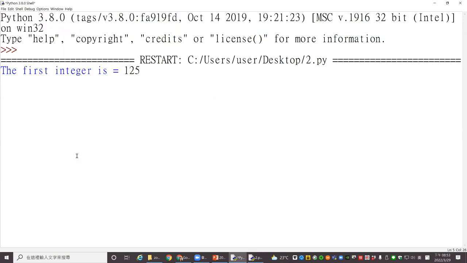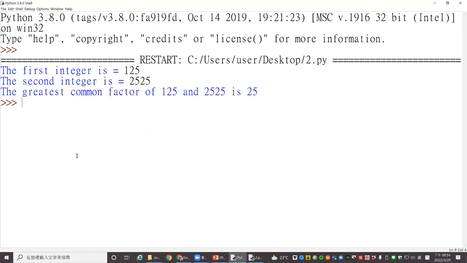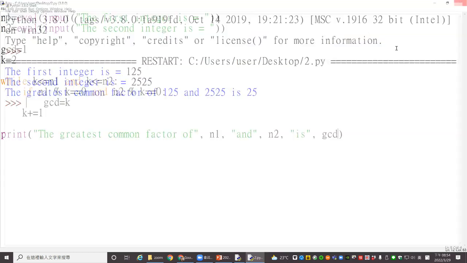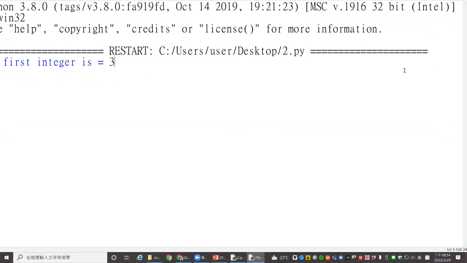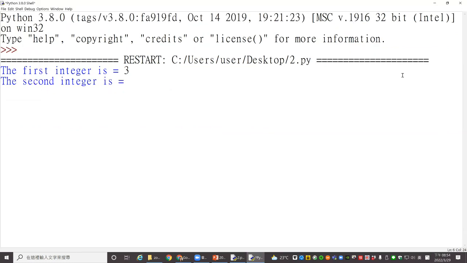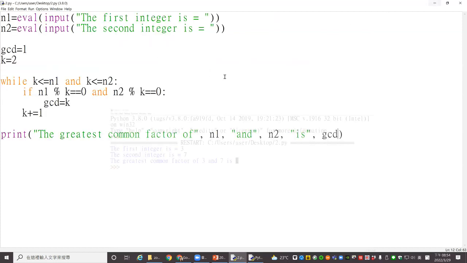First is 125 and the other one is 2,525. So the greatest common factor of them is 25. We can also check the other situation, if the numbers are prime, because only 1 and itself can divide the number, then the greatest common factor is still 1, because nobody can replace the value. So the GCD will still be 1. So the algorithm here also makes sense. Now it's your turn. Please try it by yourself.